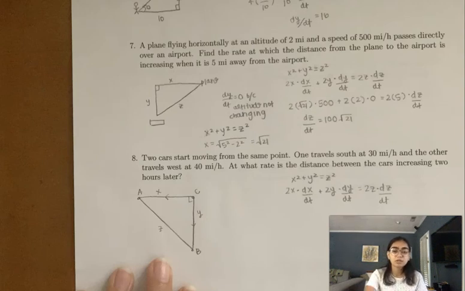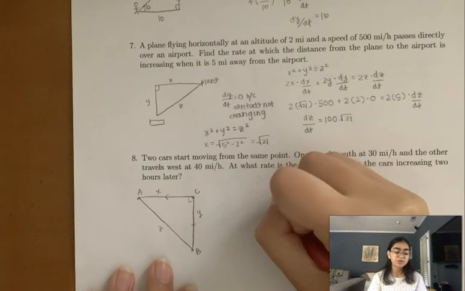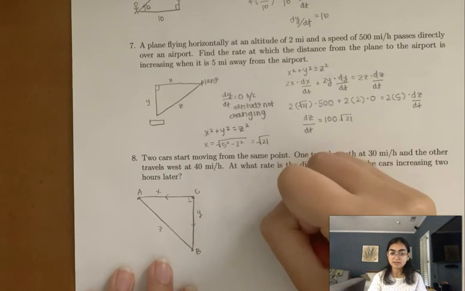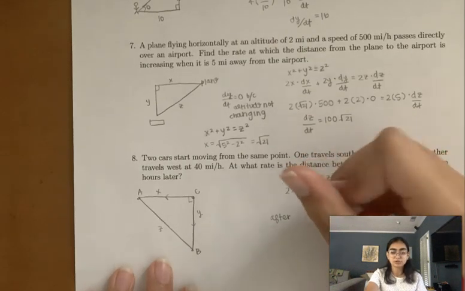What we want to do in this case is actually recognize that we're trying to find the rate 2 hours later from the starting point. And the cars start moving from the same point at the same time. So we're actually going to use the distance formula, d equals rt, or dirt if you will, to find the values of x and y 2 hours later.